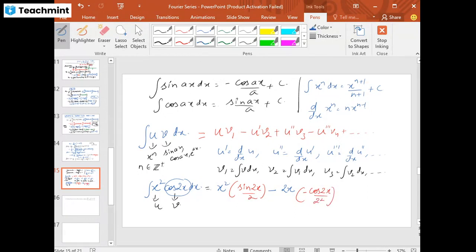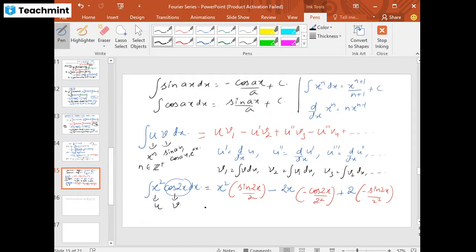Okay, again, what is the derivative of 2x? Because what is u? Then u dash is the derivative of u, u double dash is the derivative of u dash. So the derivative of 2x is 2, and the integral of what is v3? v3 is the integral of v2. So the integral of minus cos 2x is minus sine 2x upon 2 cube, right? And if we further integrate, what is the derivative of 2? So the derivative of 2 is 0. So it means that we stop our integration process here.